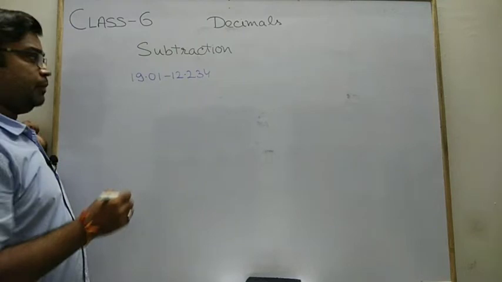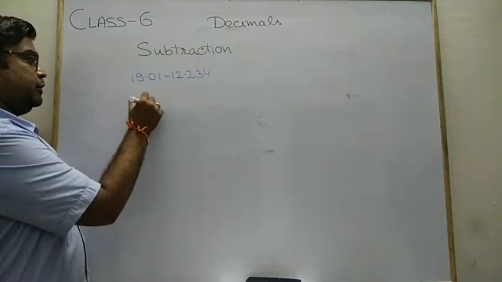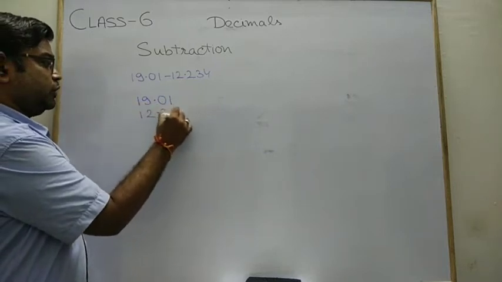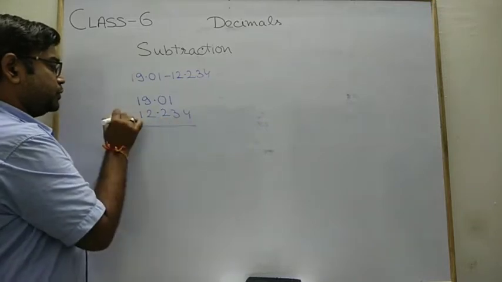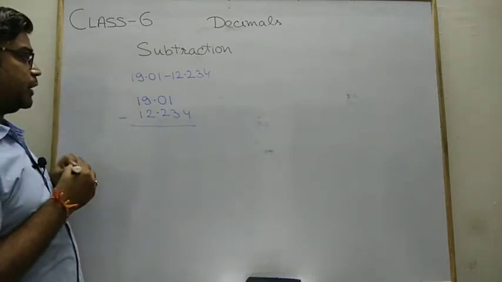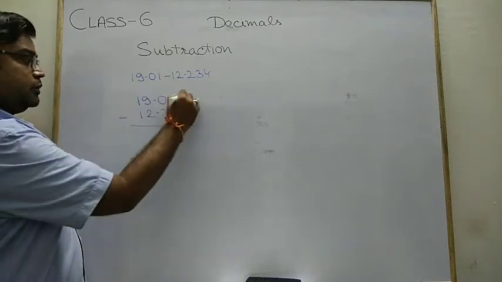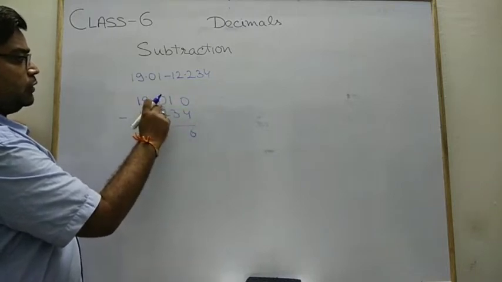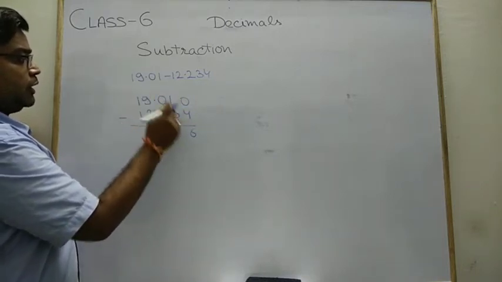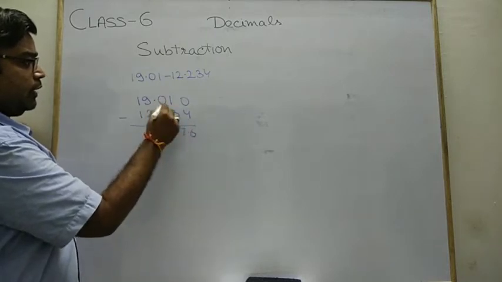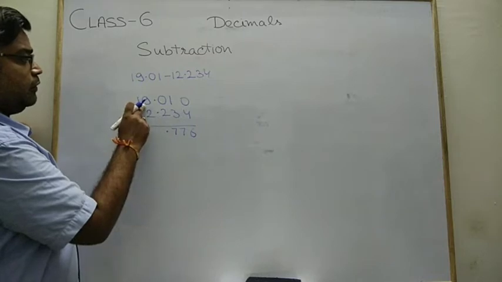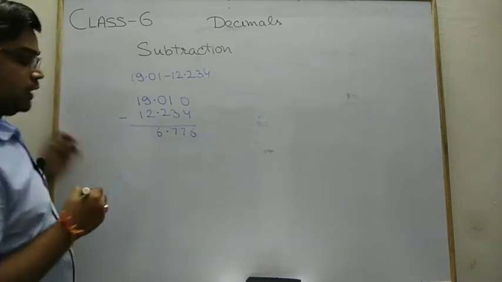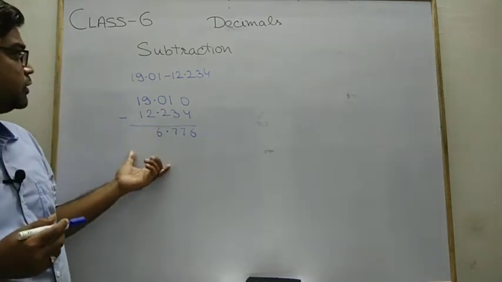So if we use the column method, we write 19.01 and 12.234 and do the subtraction. How do we subtract? First we make them into like decimal numbers. So 10 minus 4 is 6, 0 is there, 0 is there, so 1 carry from this one, 10 minus 3 is 7, 9 minus 2 is 7, then the decimal, 8 minus 2 is 6, so your answer is 6.776. This is by using the column method.